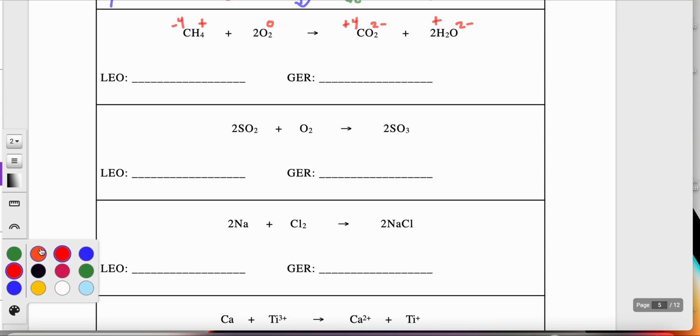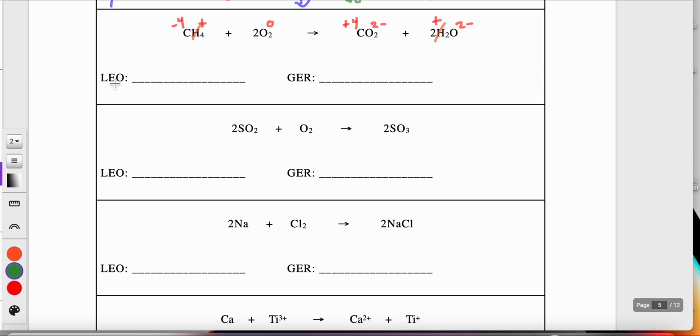My next task now is to take a look through and eliminate any possible spectators. So that would be an element that starts with an oxidation state and ends with the same one. So the hydrogens start with a +1 and they end with a +1, so they function as spectators. So I'm just going to put a line through it so that I ignore them. But carbon shows a change in oxidation state, so does the oxygen. So they are participating in the electron transfer.